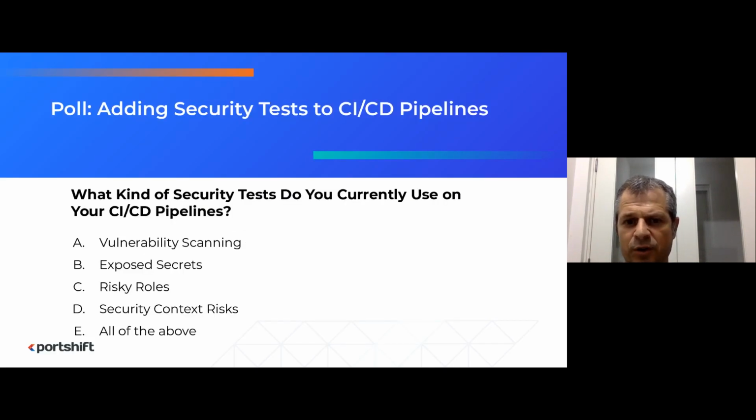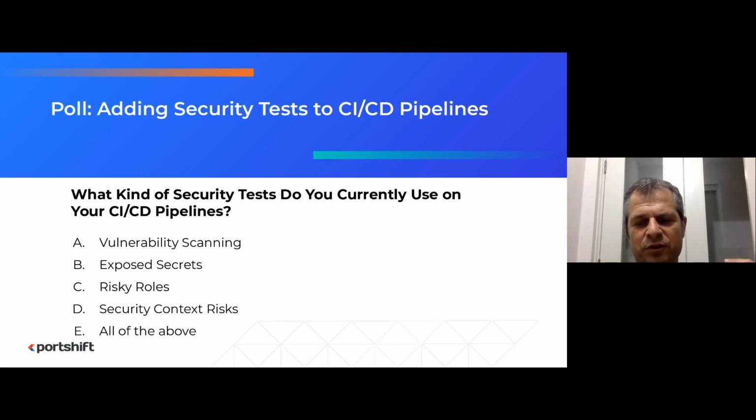Before I start going more deep dive into that, I wanted to get a quick poll and get your thoughts, and if you can share with me, what do you do today in your CI/CD pipeline? Are you doing vulnerability scanning to your images? Are you checking for exposed secrets, risky roles, security context risk, or all of the above? Would love to get your feedback, see what you guys are doing today.